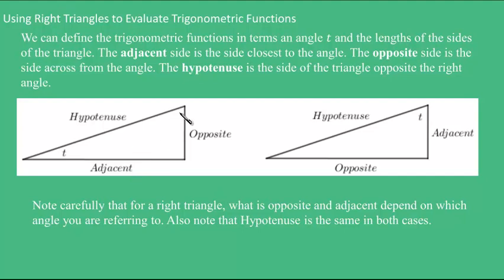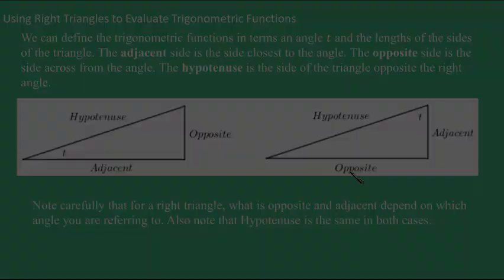However, if this angle were the angle of focus, as over here, then this side that was called the opposite side is now going to be called the adjacent side, and this side obviously is going to be opposite to this angle. In this video, for the most part, we'll be using the symbol T to represent the angle for no particular reason. So remember that for every right triangle, the hypotenuse is well defined. However, what is opposite and adjacent will depend on what angle you're focusing on. In this case, this is the opposite side. In this case, this is the adjacent side, and this is the opposite side.